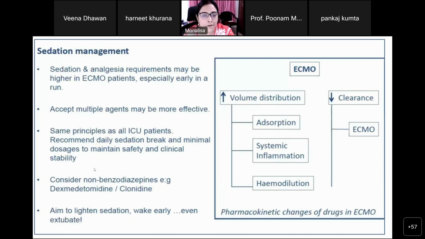Very, very important. Do not forget your ECMO patient is first an ICU patient, and like an ICU patient, you give a daily sedation break. Please remember giving daily sedation breaks and minimal dosages to maintain a safe and clinically stable profile. Consider non-benzodiazepines compared to benzodiazepines. Aim to lighten sedation, wake early, and even extubate. You can give it a try. And to summarize again what ECMO does to your drugs, it increases your volume of distribution and decreases your clearance by adsorption, systemic inflammation, and hemodilution.